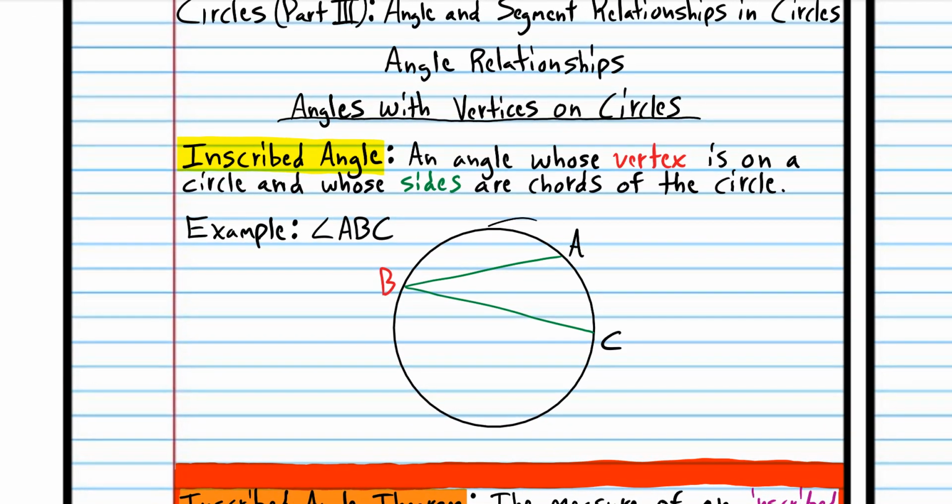Now this is an inscribed angle because the vertex of the angle is on the circle. It's not outside the circle. It's not inside the circle. The vertex is on the circle. So that's called an inscribed angle. And the sides of the angles are chords.